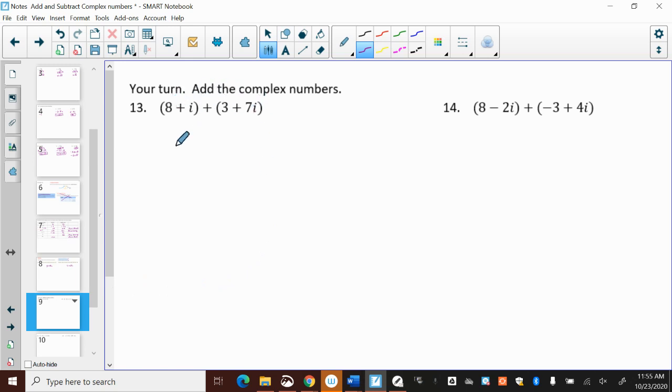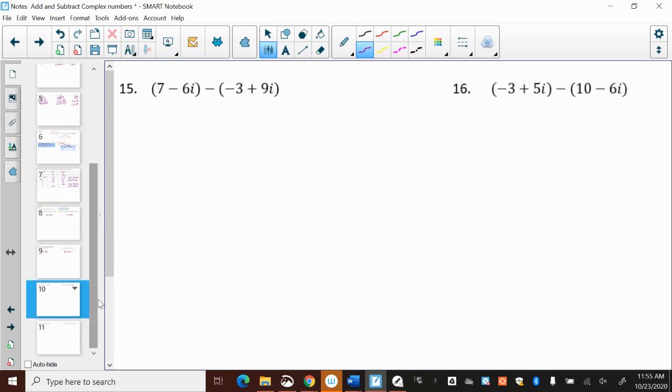Adding the real parts together, we get 11. 8 plus 3 is 11. Adding the i's together, 1i plus another 7 i's would get us a total of 8i. Let's try this one. 8 and -3, well, it's going to leave us with a positive 5. -2i, positive 4i, there's more positives. 2 will cancel out, so this is going to be 5 plus 2i.